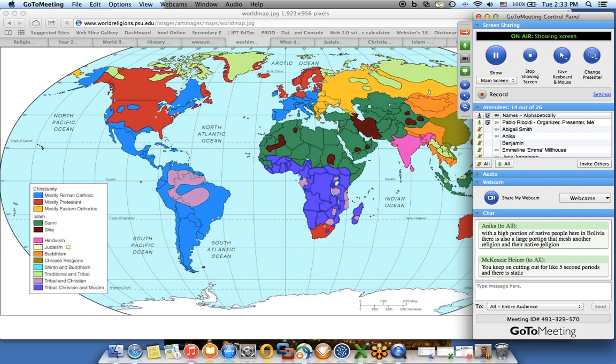Annika says, with a high portion of native people here in Bolivia, there is also a large portion that mesh another religion and their native religion.